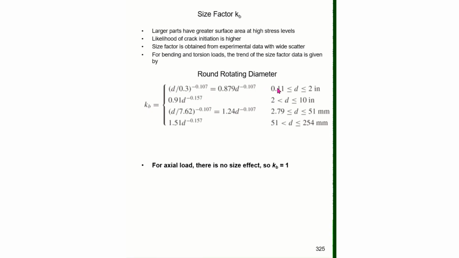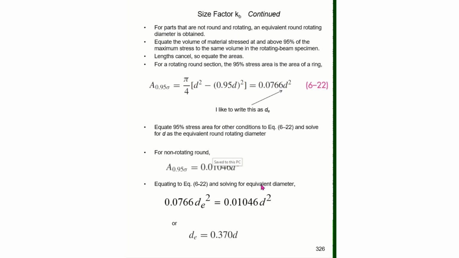Now, this equation holds as long as my diameter is between 0.11 and 2 inches. If my diameter is greater than 2 inches, then I need to use this expression here. And these are the metric counterparts for these expressions. Now what typically happens is we have a part that is not round, and so it doesn't have a diameter. What we need to use here is what we call d effective, or the effective diameter. The next slide shows us how we compute this effective diameter.